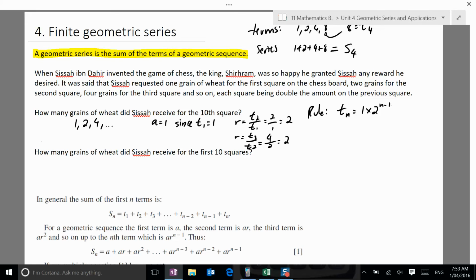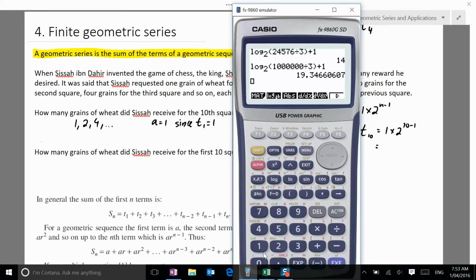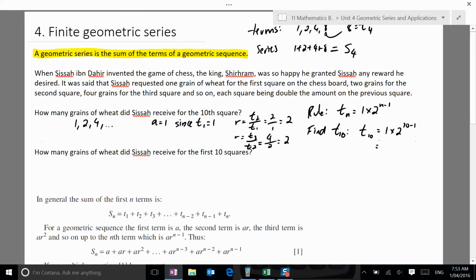What does he get paid for the 10th square? I need to find T10. 1 times 2 to the power 10 minus 1. Into the calculator. 1 times 2 to the power 10 minus 1. 512 grains. So he gets 512 grains for the 10th square.